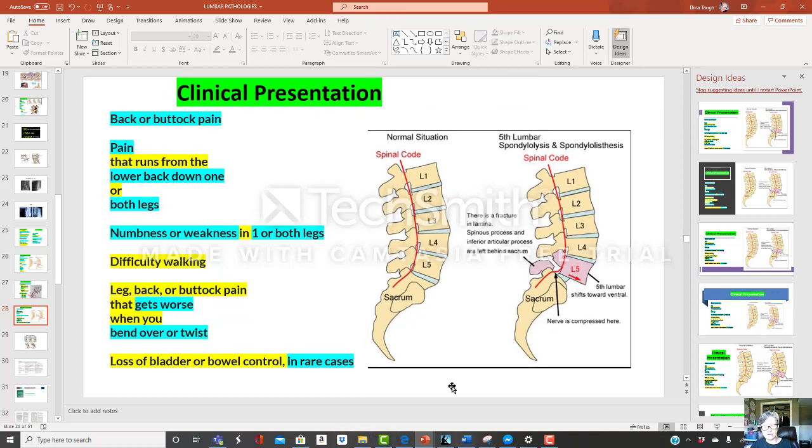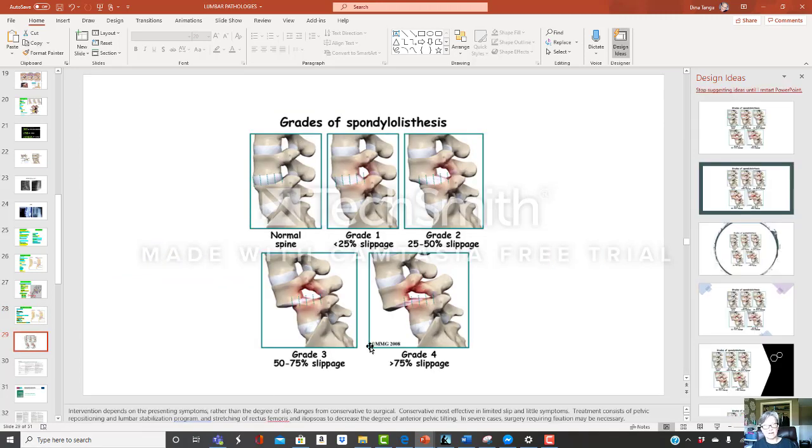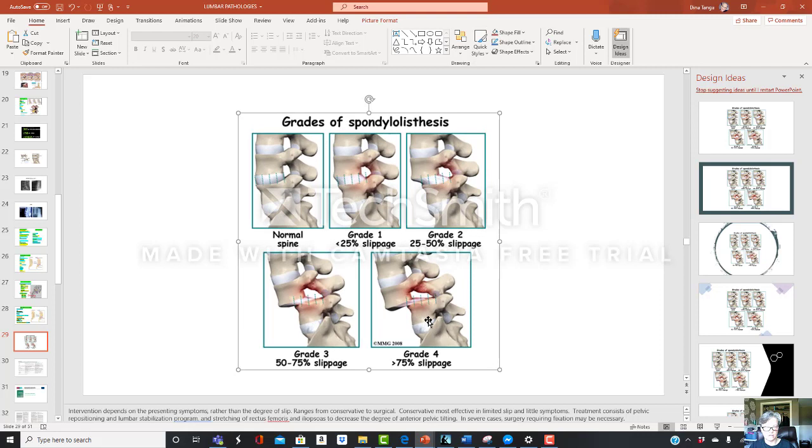So it gets worse when you bend over and twist. So bending over, pain. Yeah. Bend over and twist. Okay. There's your grades again. Grade 1, grade 2, grade 3, grade 4. Ouch.